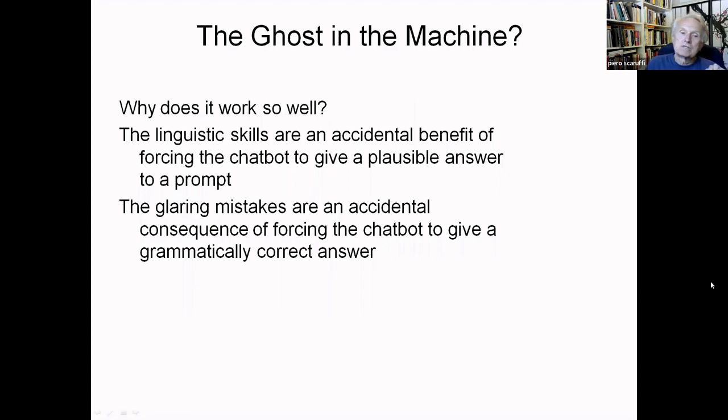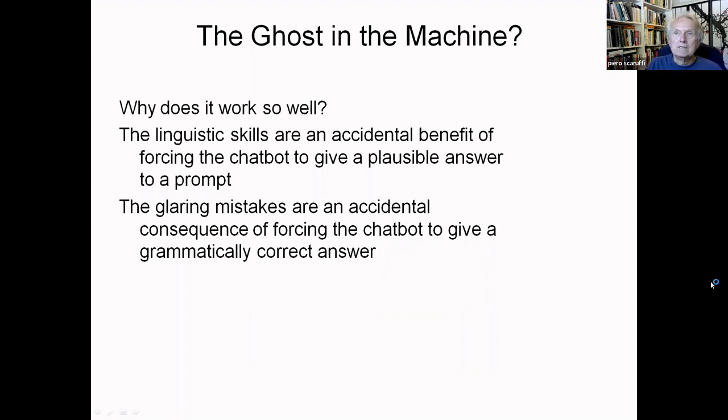So the ghost in the machine: why does it work so well? That's interesting because in a sense, the linguistic skills were an accidental benefit of forcing the chatbot to give a plausible answer to a prompt. And I don't think that they expected these systems to become so fluent at speaking human language.